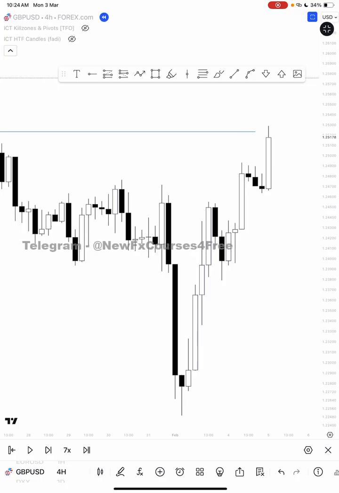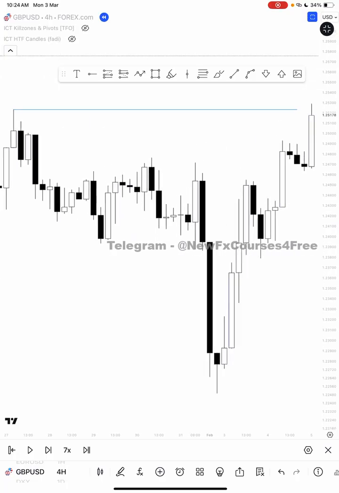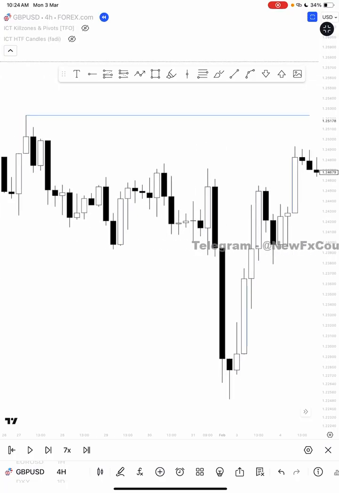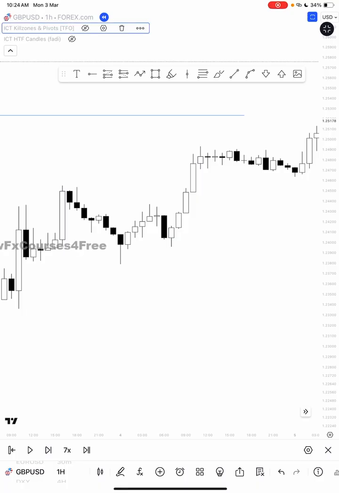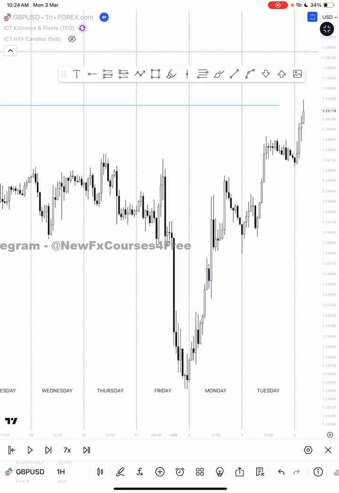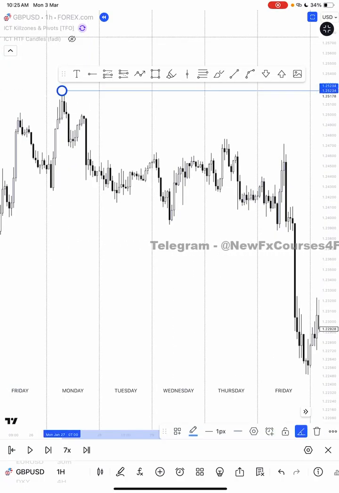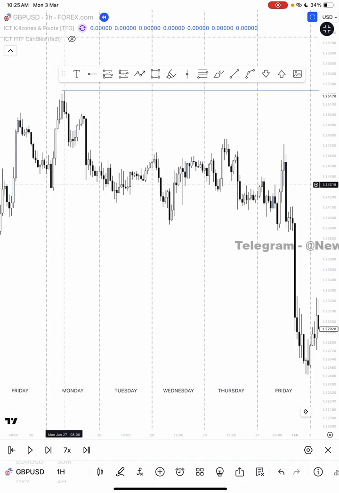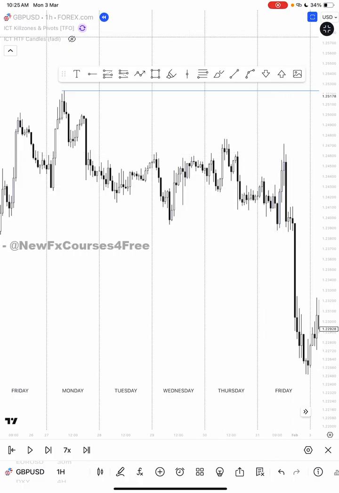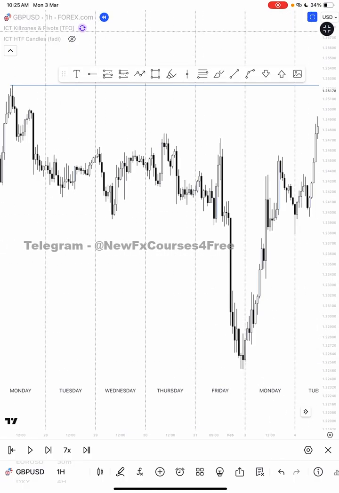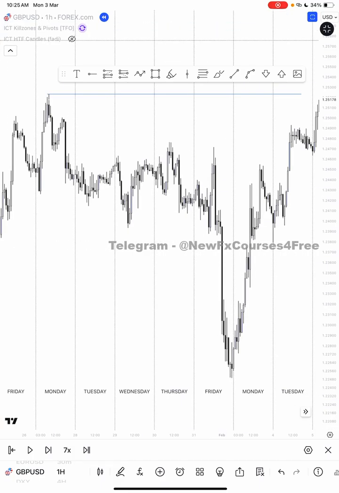Why did I choose this? Because this is previous week's high. Let me turn this on so you can see clearly. So yeah, this was previous week's Monday's high. So here, Monday's high, Tuesday, Wednesday, this was a bearish week. And here, this was a bearish week.